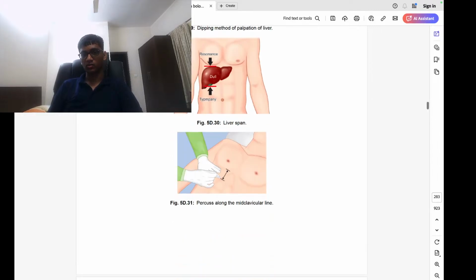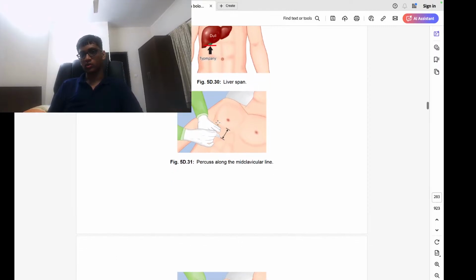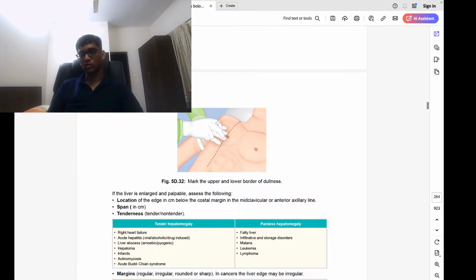So this is how you do the liver span. Focus on the midclavicular line and mark the upper border of dullness.